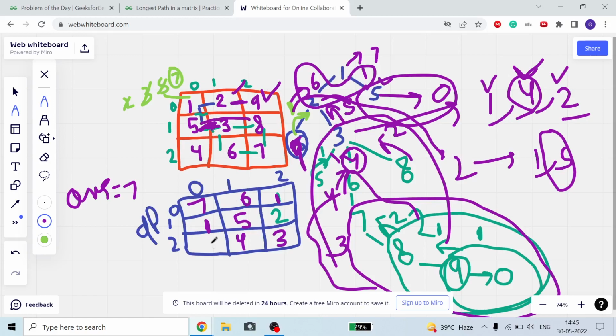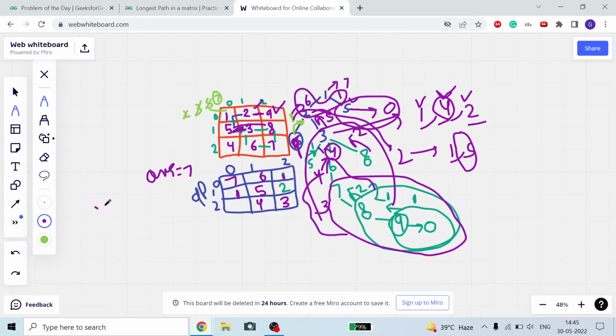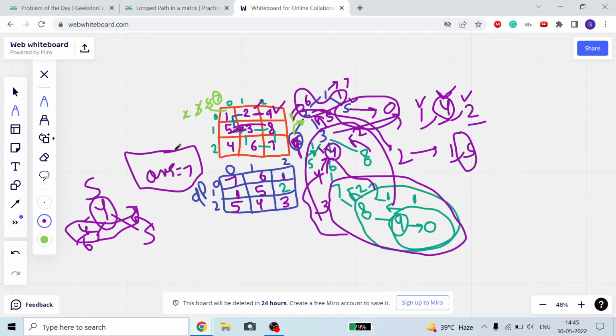Now for 4, we come at 4 here. From 4, we have two choices, 5 and 6. From 6, it will return 4, means including me you have length 4. Now 5 will return 1. So 4 has two choices, 1 and 4. 4 will choose 4, and say from me you can have 4 plus 1, that is length of 5. So answer will say 7 and 5, maximum is 7, so answer will remain 7.